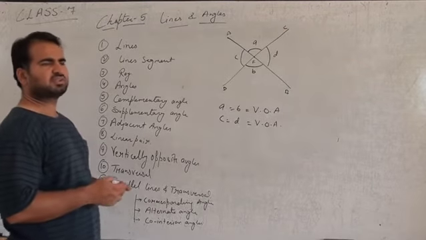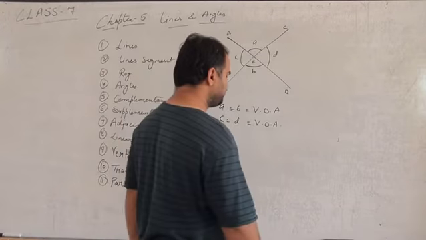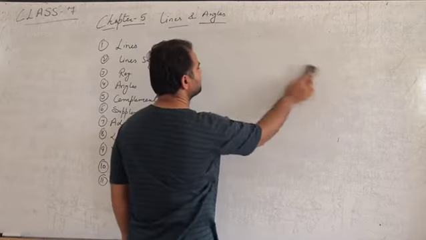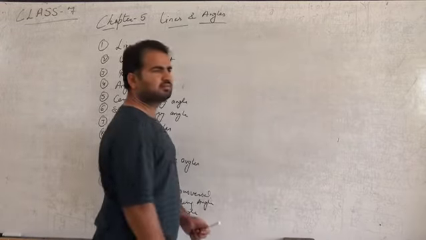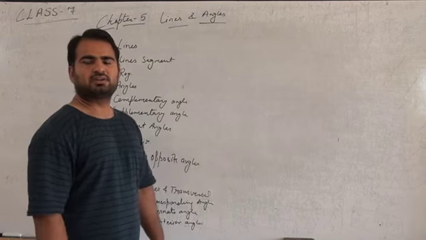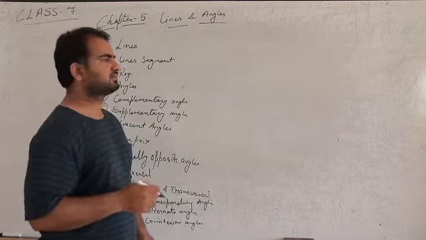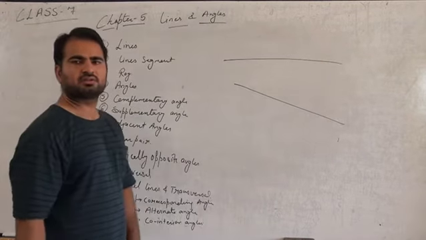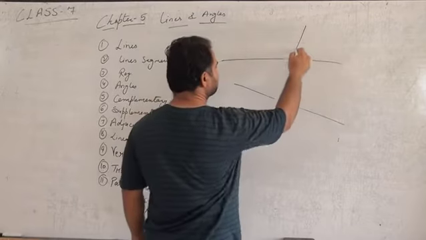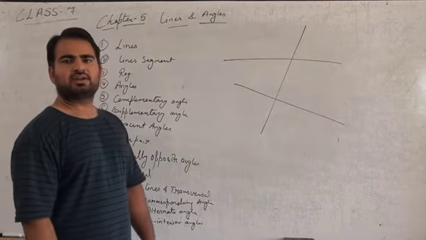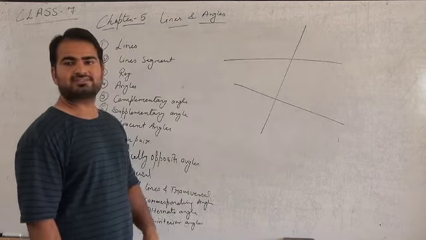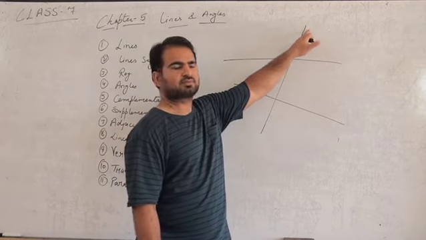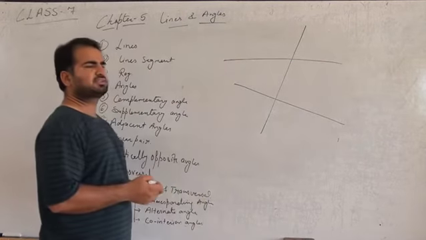Next, transversal. What is a transversal? When there are two lines and a third line intersects both of these two lines at two distinct points, like there are two lines, this and this, so this line is known as a transversal. This line is known as a transversal.